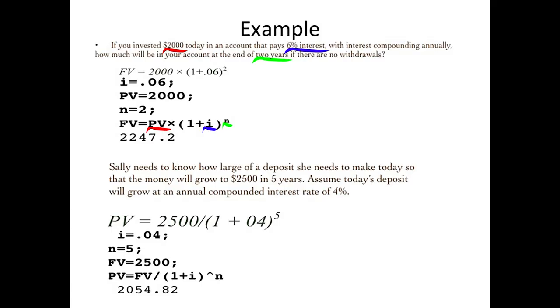We are required to calculate the future value, which when you use that formula that we discussed, future value equals present value times 1 plus I raised to the power n. You substitute in all those values and you get your future value as $2,247.20. So that's fairly simple. So let's look at another example.